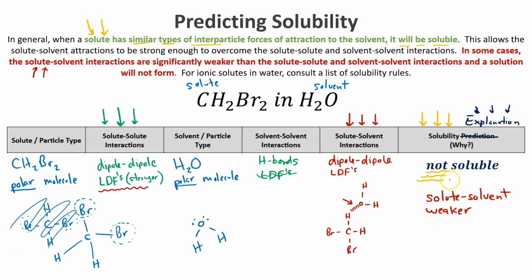Anytime a solution is not soluble, it means for sure the solute-solvent interactions are weaker. In this case, I can even say why. It's because dipole-dipoles and LDFs are going to be weaker than these hydrogen bonds and these extra strong London dispersion forces. That also wraps it up for this video.